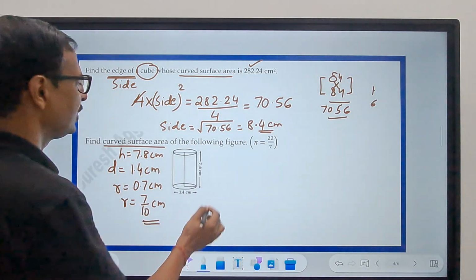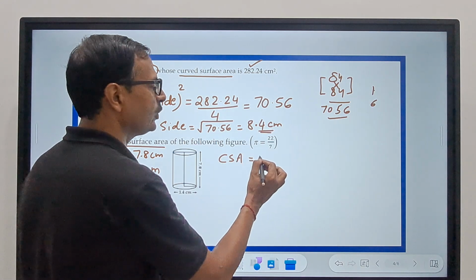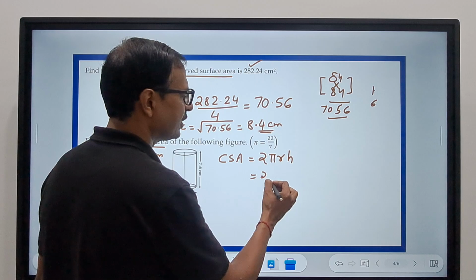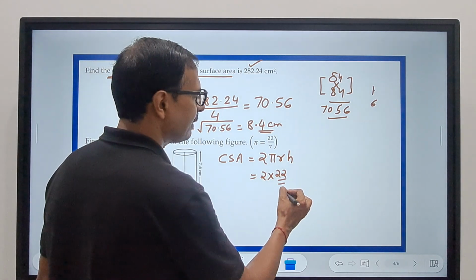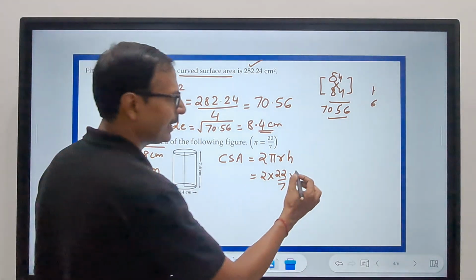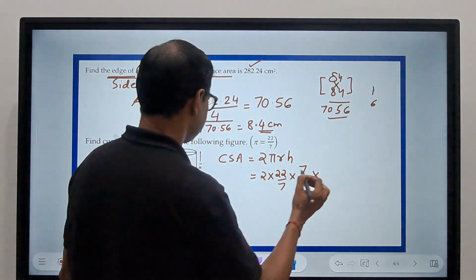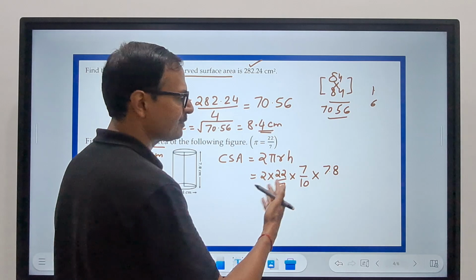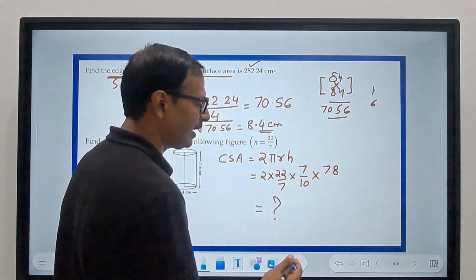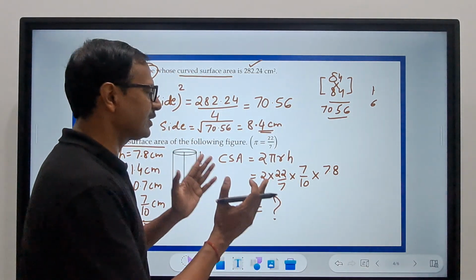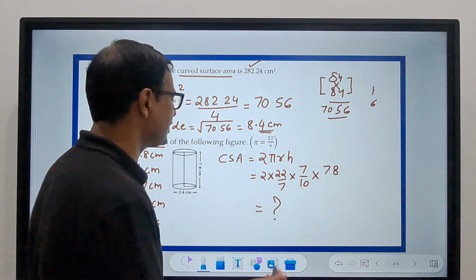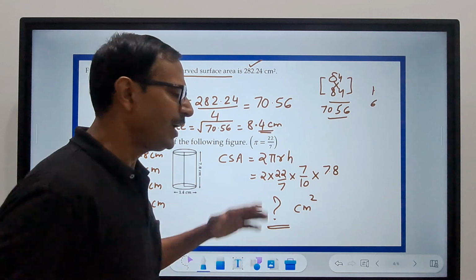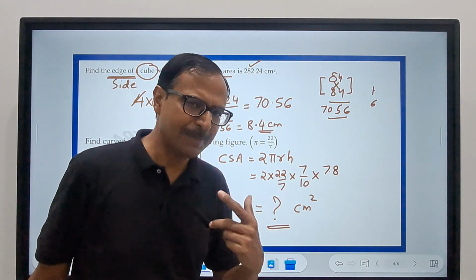So to find the curved surface area, I told you in the first question, it is 2 pi r h. So I'll just put the values and leave it for you. 2 times pi times r is 7 by 10 and h is 7.8. Now you can cancel the common factors, whatever is being cancelled, and let me know in the comments below what is the answer for this particular question. Obviously the unit is going to be centimeters square because it is area. So go for this, put your answer in the comments below, okay?